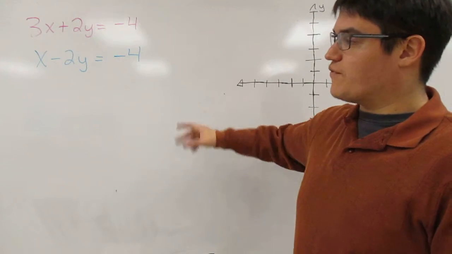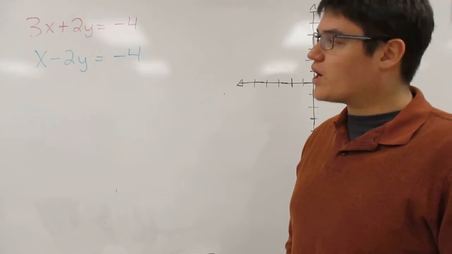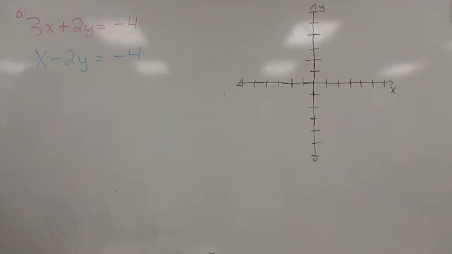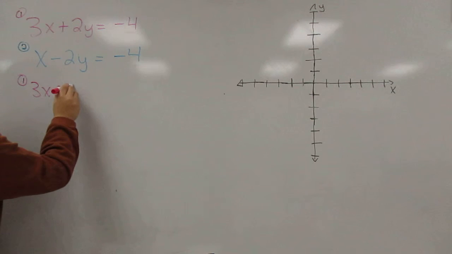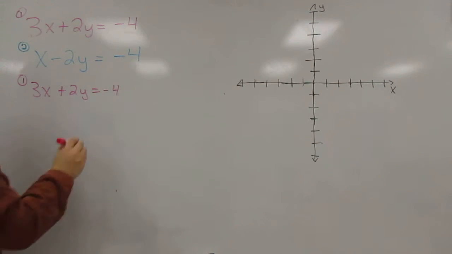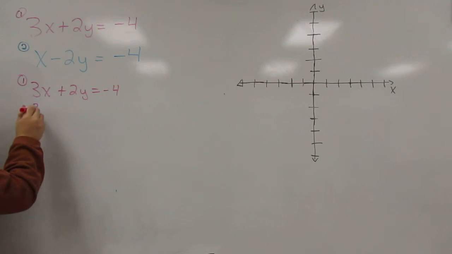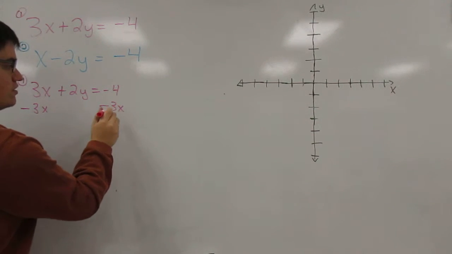Now I have different colors, so it's a lot easier for me. But to be organized, usually what I like to do is call this number 1 and that number 2, and then we'll just be organized with our work. So again, I'm going to turn this from standard form into slope-intercept form. Let's start off with number 1, 3x plus 2y equals -4. You're solving for y, so you have to get y by itself. Get rid of the 3x first. Subtract 3x from both sides.